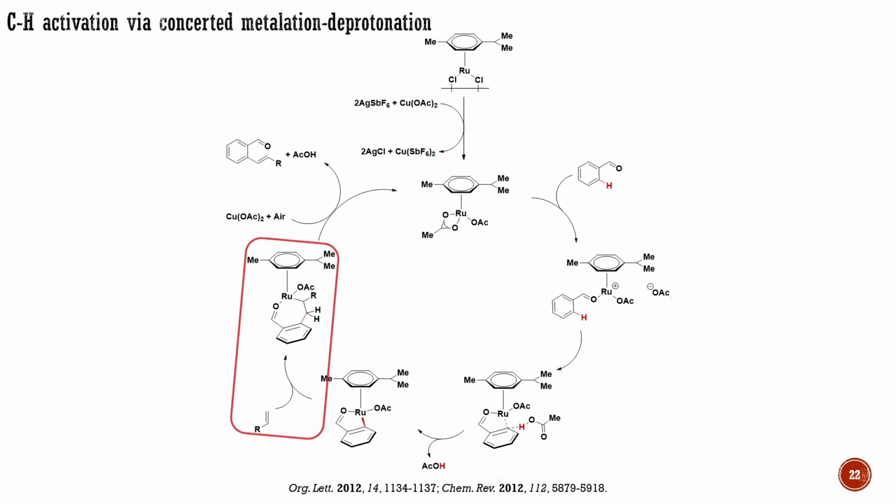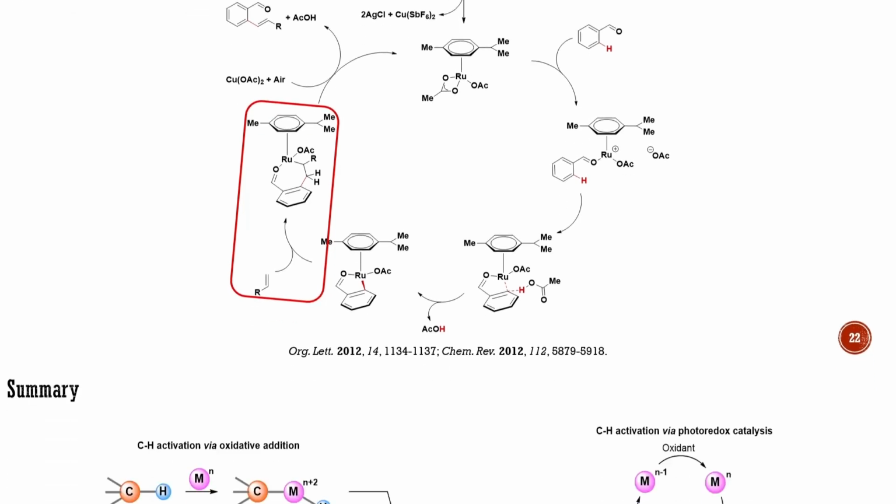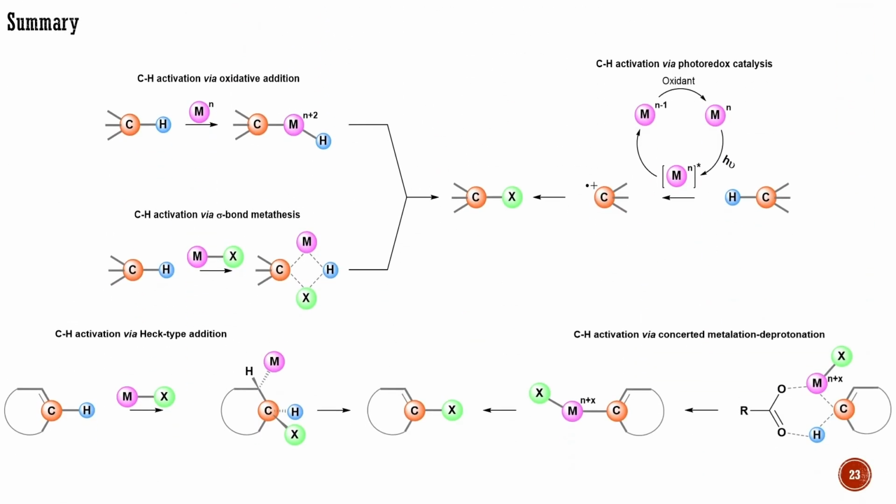The next step of the process includes a Heck-type insertion, followed by beta-hydride elimination, generating the product. The active catalyst is reproduced through a sequence of reductive elimination followed by the oxidative regeneration of the ruthenium-2 catalyst, enabled by copper-2 acetate. To sum it up, in this lecture, we have learned the main mechanisms of C-H bond cleavage initiated by transition metals.